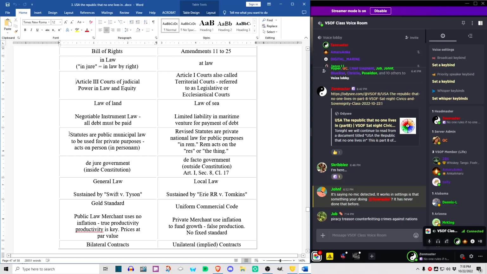This side, statutes are public municipal law to be used for private purposes, acts in personam. These are revised statutes, private national law for public purposes, in rem, actions against a res or a thing, which is what they create whenever you have even so much as a traffic ticket. What they're doing is they're creating a constructive trust out of the court case, and then they're administering your res or your stuff from your estate in that constructive trust and in that court case.